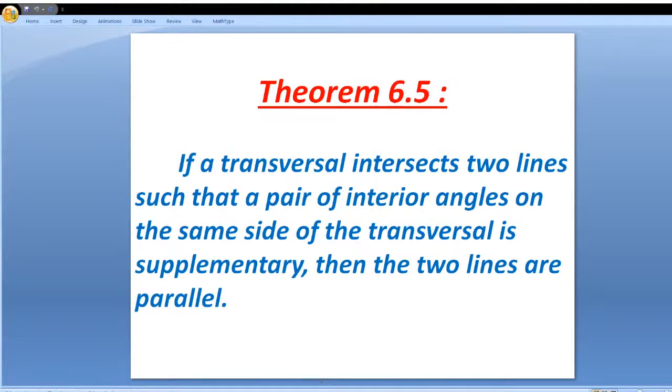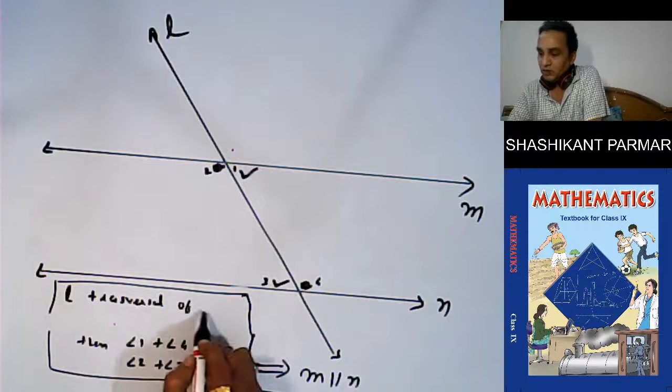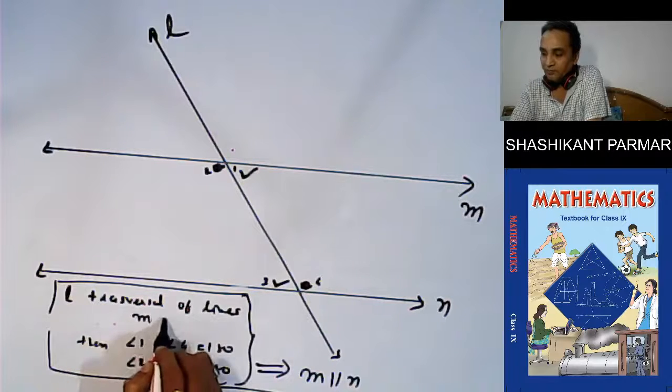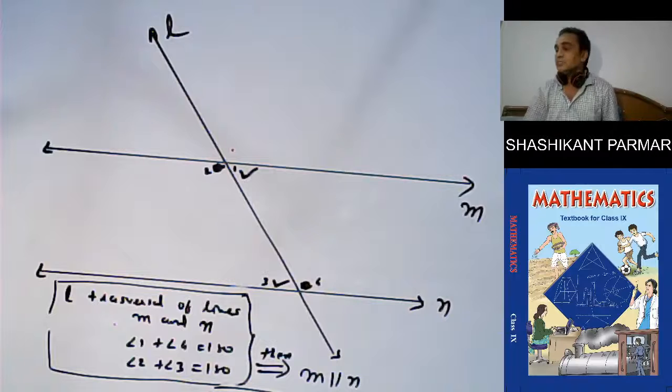So what says 6.5? If this, then M and N are parallel. This is 6.5. If L is a transversal of lines M and N, then we can say that M and N both are parallel lines. So this is 6.5.